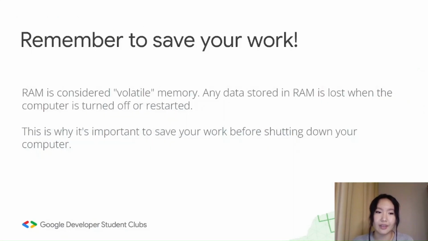So considering RAM, we must remember to save our work. We have to remember that it is a temporary type of memory. So RAM is considered volatile memory, which means that it's rapidly changing. So that means any type of data stored in the RAM is lost when the computer is turned off or restarted. So that's why it's very important to save your work before shutting your computer down.